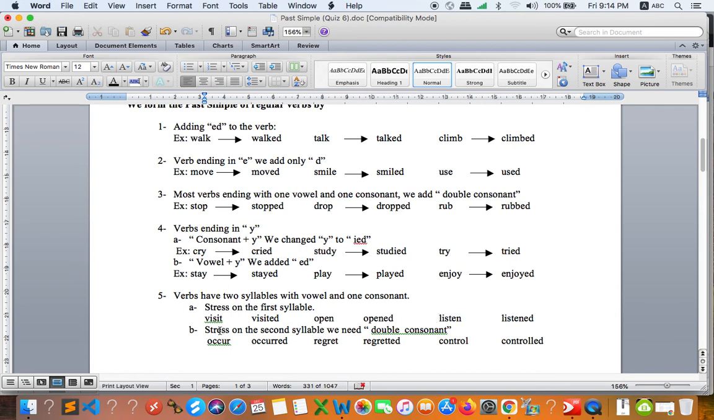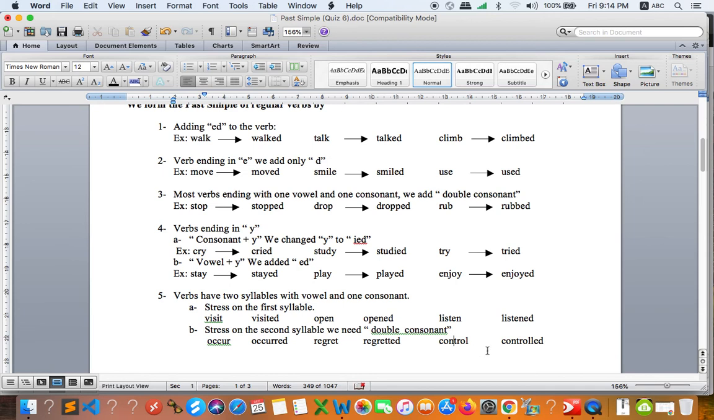However, the stress here in part B is on the second, so the stress is on occur, so you have to double the final consonant. Regret, the stress is on the second, so we have to double. Control, okay, it's also the second as well.